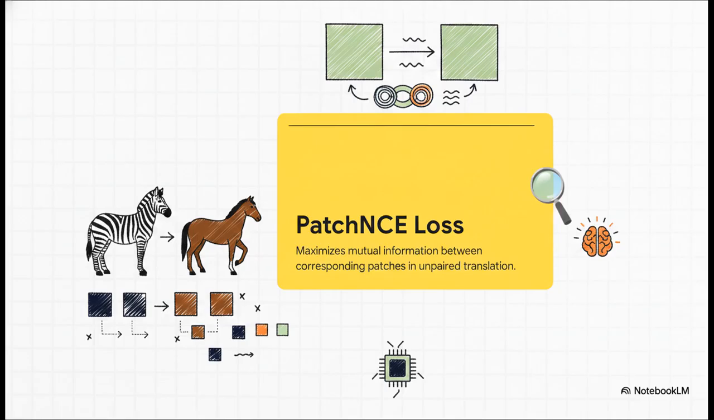Instead of requiring this massive memory overhead to enforce full cycle consistency, translating the zebra all the way back to a horse, patch NCE just takes random patches of the input image and maximizes the mutual information with the exact corresponding patch in the output image. It essentially pushes the output to match the structure of the input patch while simultaneously pushing it away from random other patches in the image. It's a highly efficient, one-sided unpaired translation.